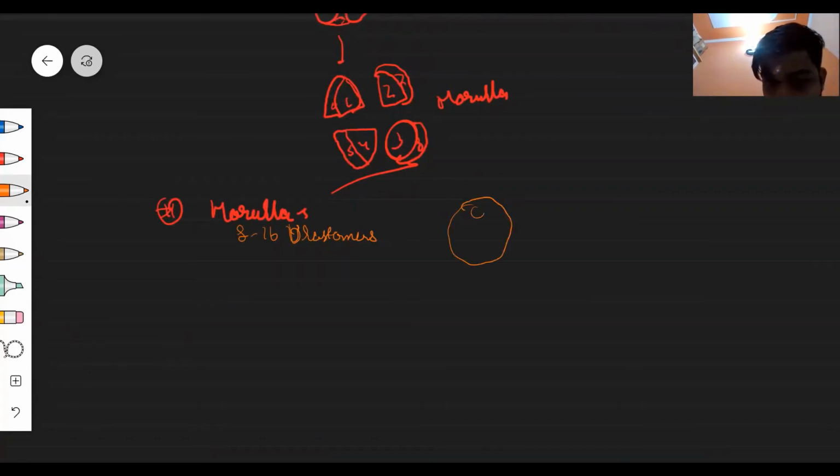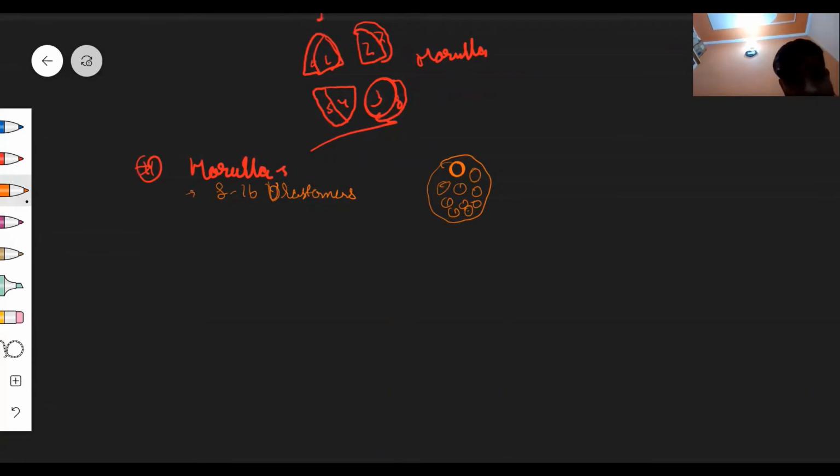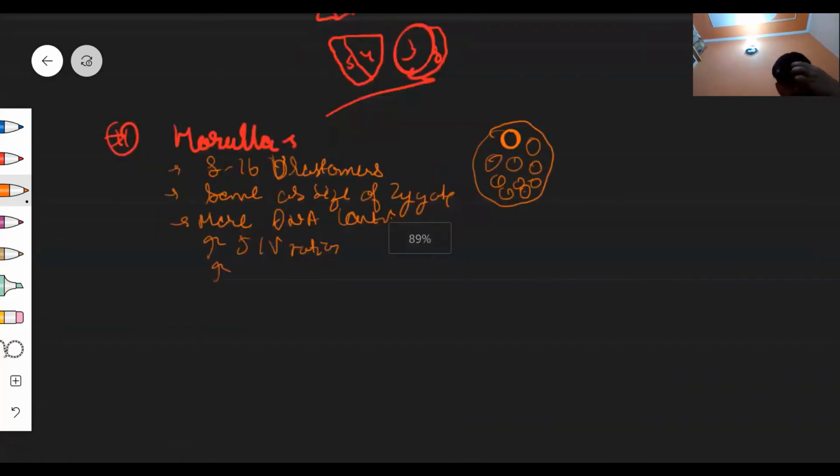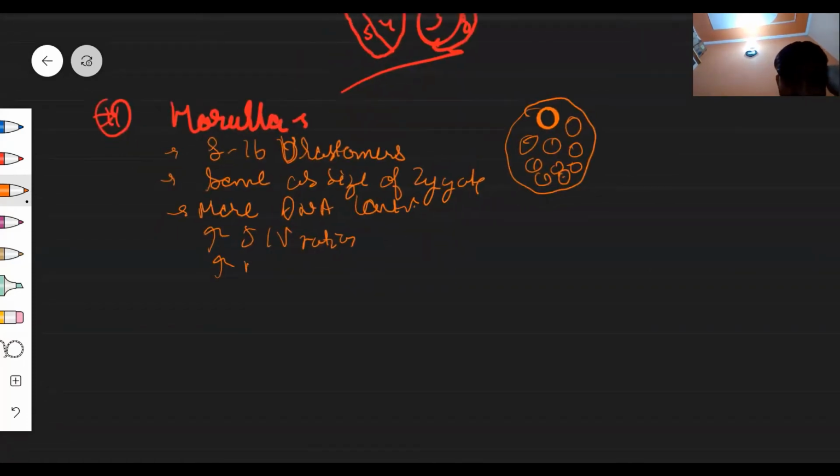It is loosely arranged, undifferentiated, 8 to 16 blastomeres. It is the same size as the zygote, with more DNA content, more surface to volume ratio, and more nuclear cytoplasmic ratio.